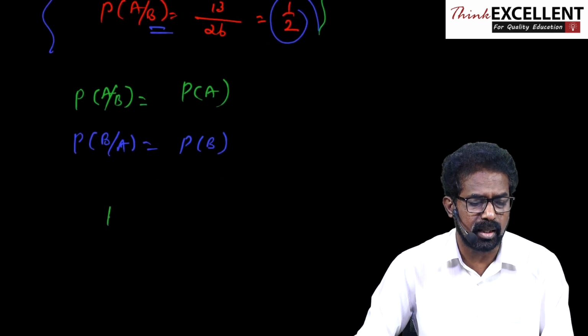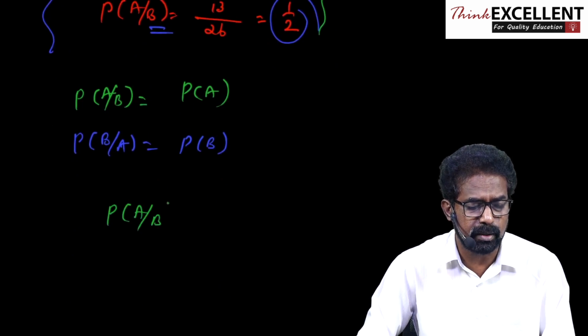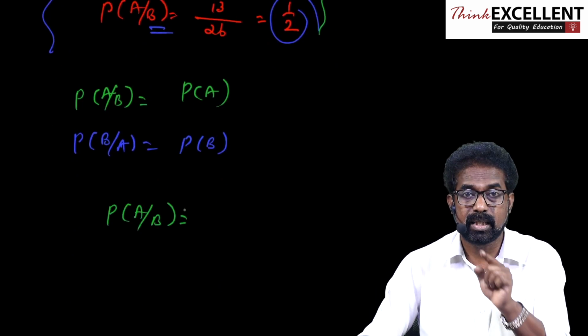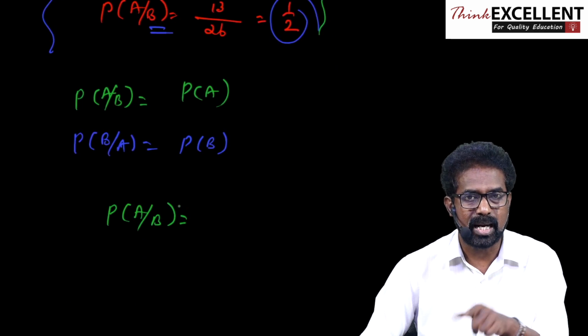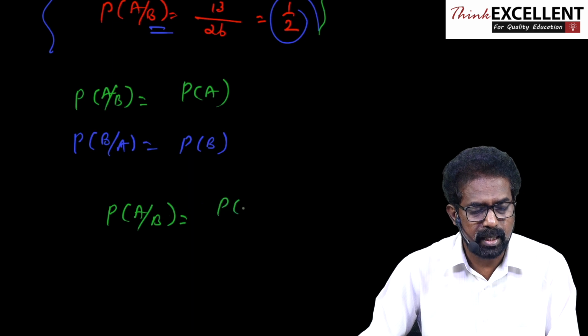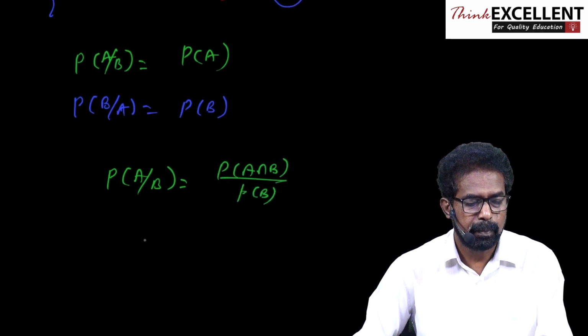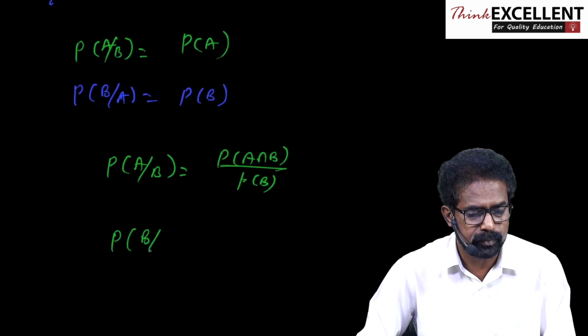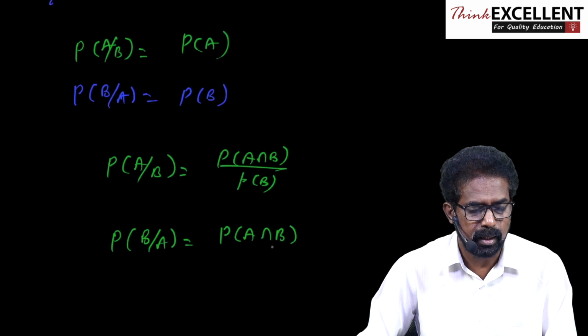Okay, and for conditional probability, this is a small example we just studied, right? But there is a formula that will be useful. A formula for P of A given B. P of A given B, probability of A under B, so under the condition B. The formula is P of A intersection B by P of B. If they ask P of B given A, you write P of A intersection B by P of A.